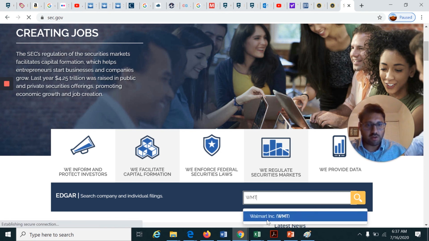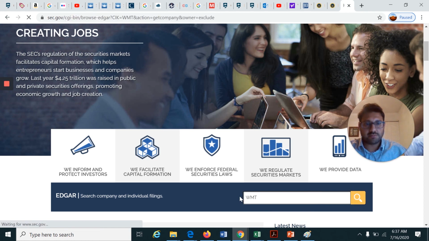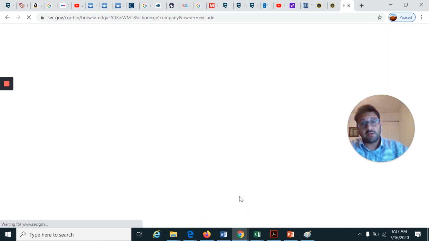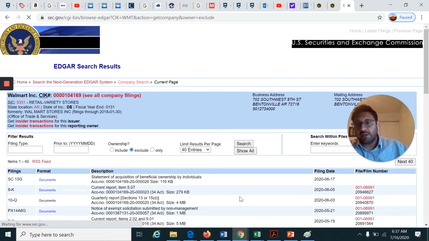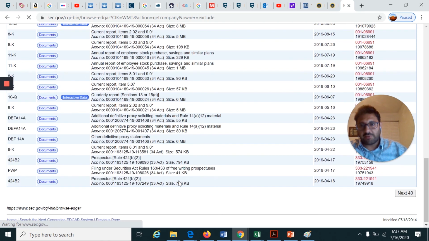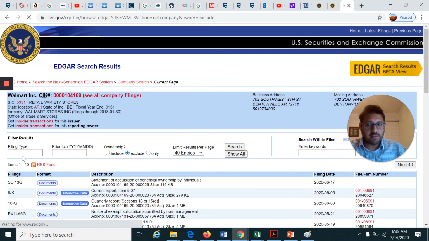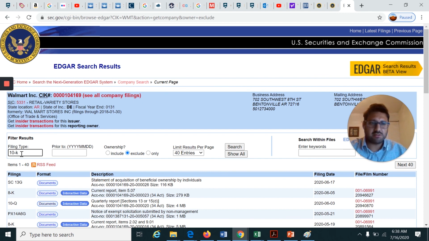You can see that Walmart, and now I press the search button. Now let's wait for the next page to open. Now all these reports are filed by Walmart. What I'm actually looking for is the 10-K annual report, 10-K, right? Because there is so much other reporting as well they have to do. But I need the specific information.